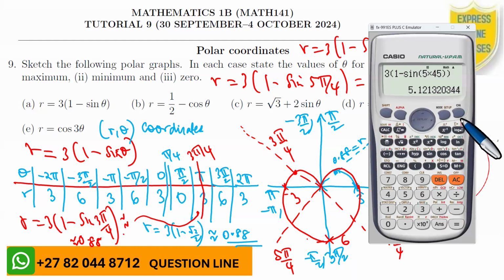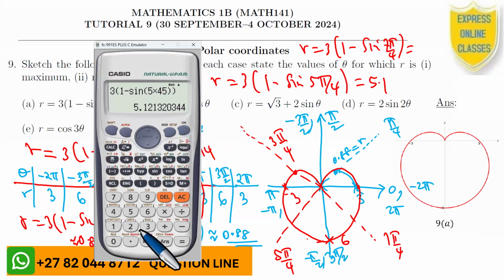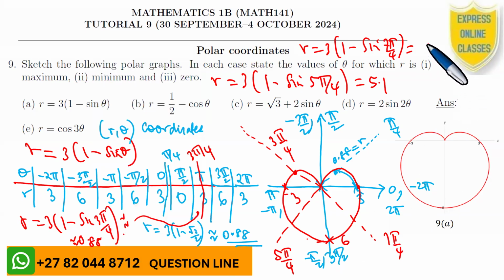Okay, I can see the time is after 8. So if you look at the 7 pi over 4, then you have the sine of that. So it's going to be 3 times, open bracket, 1 minus the sine of 7 pi over 4, which is 7 times 45 degrees, which is 5.1 still. So it is symmetry. The distance is the same as the distance there, 5.1 units.